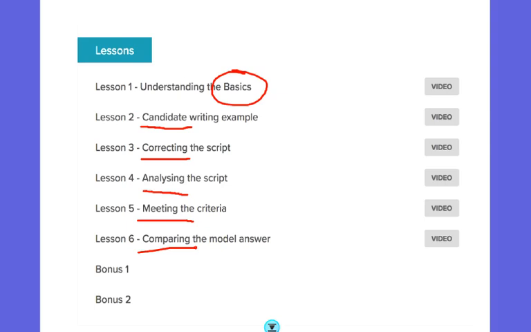Okay, now bonus 1 takes you to another website where you'll do a quiz or a short test on IELTS Writing Task 1, and bonus 2 will take you to a link to where you will need to be available at a particular time to discuss your writing with me.